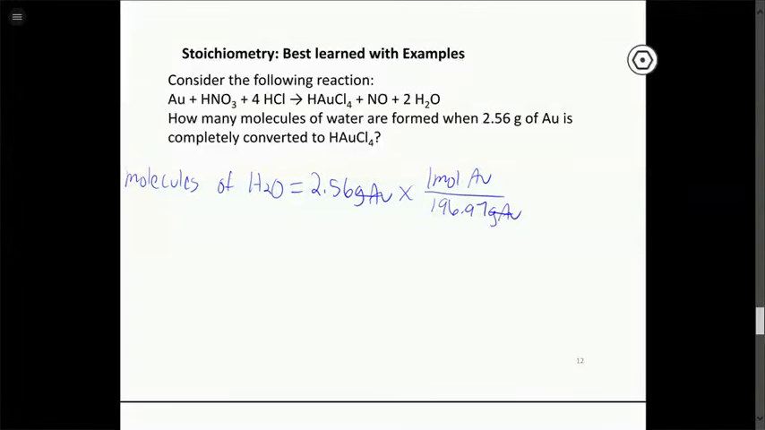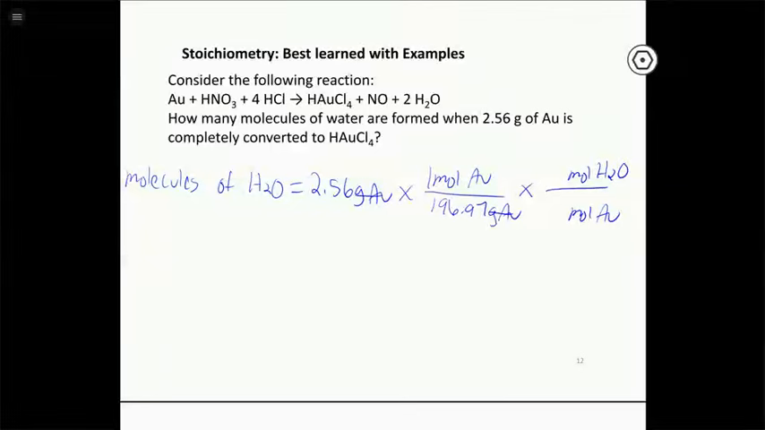And then once we're in moles of one substance, we can convert into moles of the other substance. We're trying to find something about water here, using the coefficients from the balanced reaction. So if we look at the coefficients in the reaction, we want moles of gold to cancel out. We want to convert it into moles of water. And so the ratio is going to be just the coefficients from the reaction. Water has a 2 in front of it, so we have 2 moles of water. And then gold has no coefficient in front of it, which is a 1. So there's going to be 2 moles of water formed for every 1 mole of gold that reacts. This is the key ratio here that allows us to convert between moles of gold and moles of water, using just the coefficients from the balanced reaction.